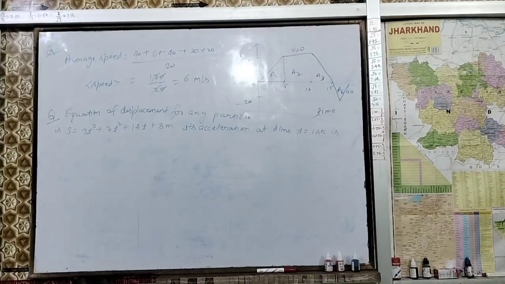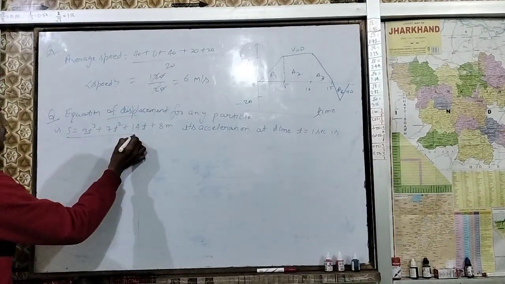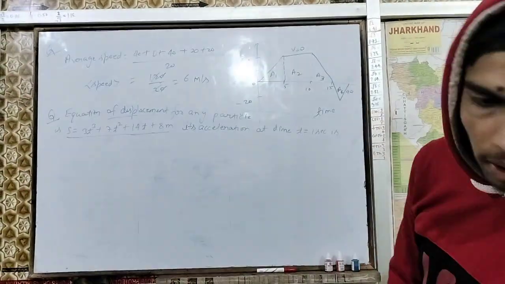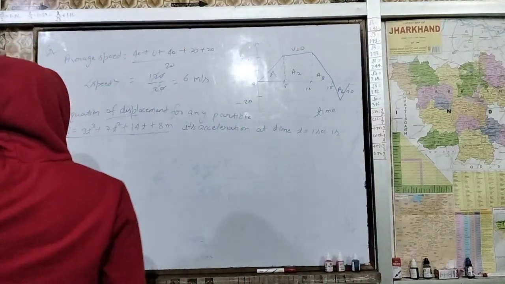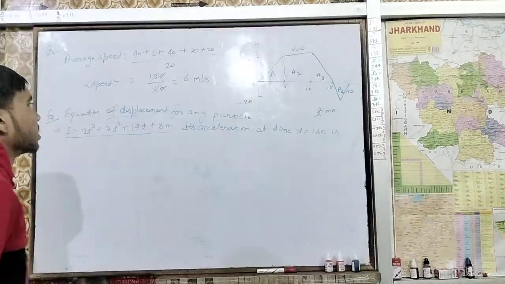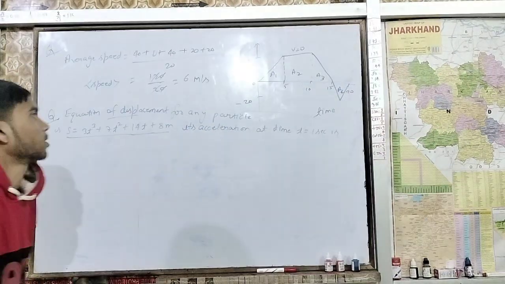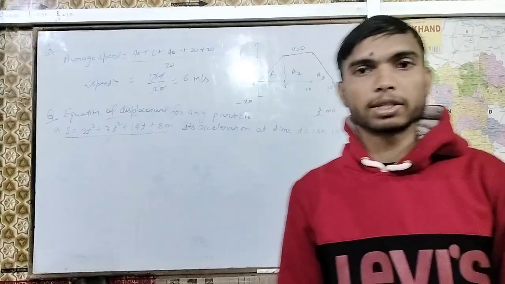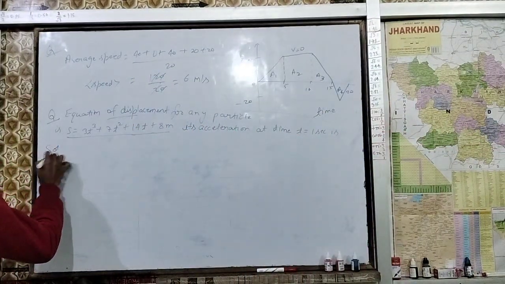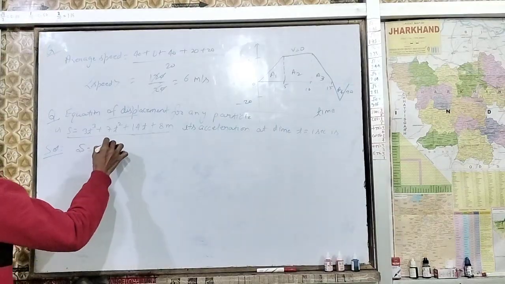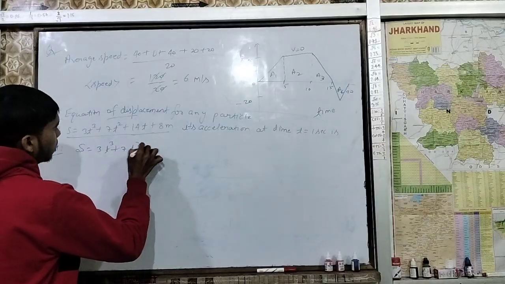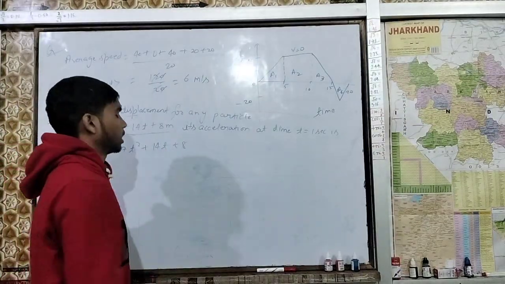Look at the equation of displacement. The equation is S equal to 3t raised to power 3 plus 7t raised to power 2 plus 14t plus 8. This is in meters because it is a displacement. It is asking for acceleration at 1 second. Whatever is given by the equation, we can write first: S is 3t cubed plus 7t square plus 14t plus 8.